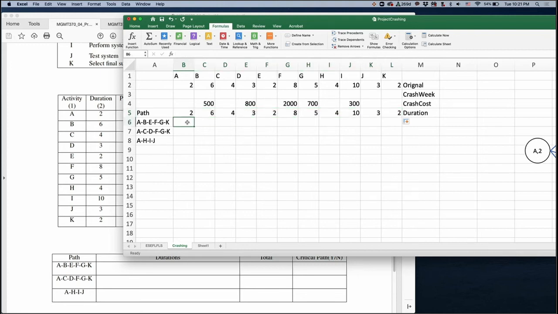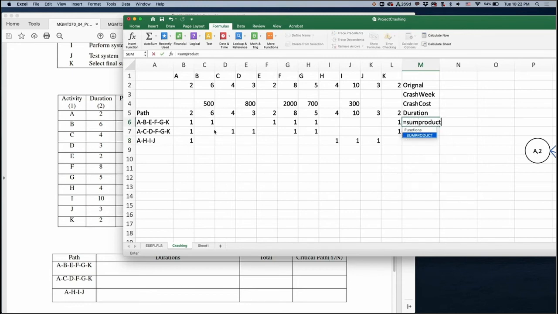So for the third one, A is 1, H is 1, I is 1, J is 1. Then finally you can compute the sum product of duration and this coefficient. This means 2 times 1, 6 times 1, plus skip, and 2 times 1 plus 2, 8 times 1, 5 times 1 plus 2 times 1. So this is the whole duration.